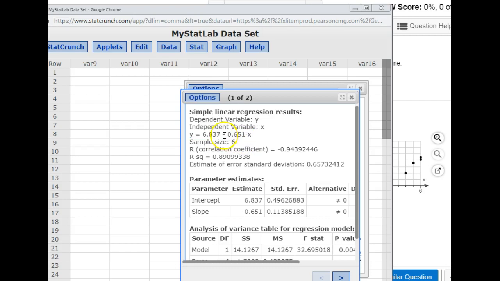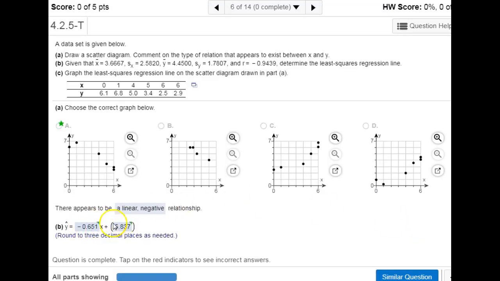Now notice how it's written, the part with x is actually second, and your y-intercept part is first. So it's kind of backwards of how you have to enter it here when you type in your answer, but that is the least squares regression line.